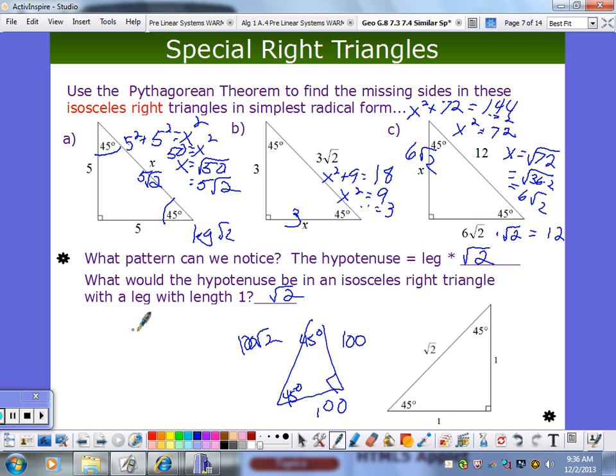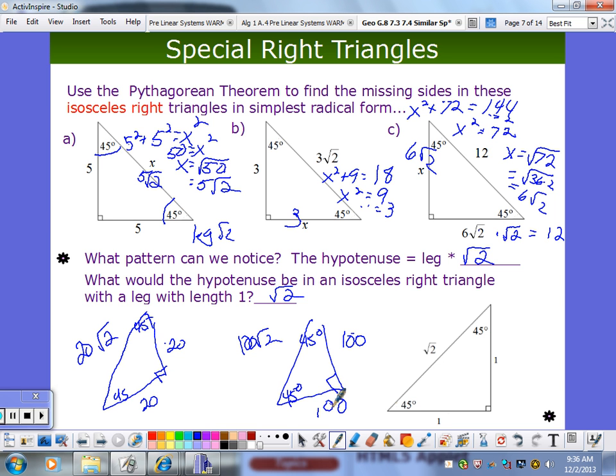Now let's go the other way. Oh, goodness gracious. What if we have a 45, 45, 90? What a horrible looking triangle. And the hypotenuse is 20 rad 2. What's the leg? 20. Now how do you get there? Divide by radical 2. So if they give you the hypotenuse in the 45, 45, 90, you divide by radical 2 to get the leg.